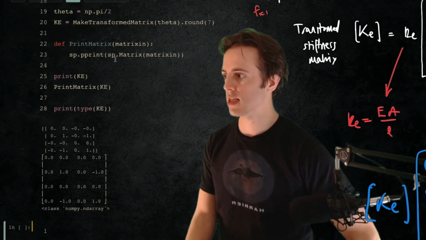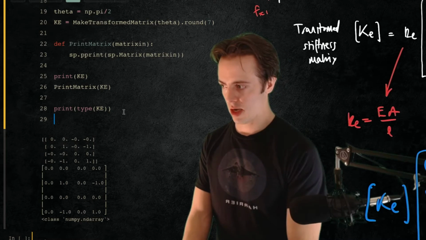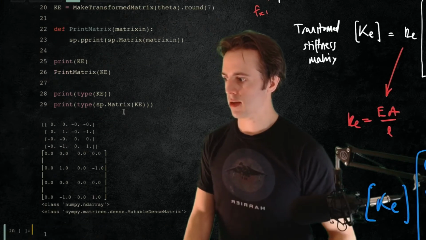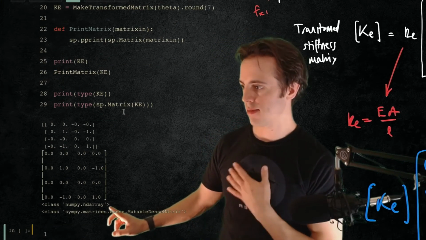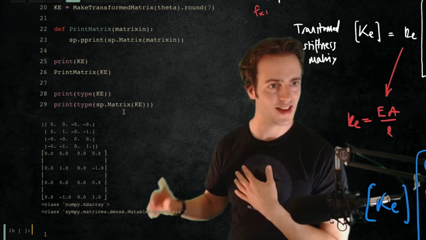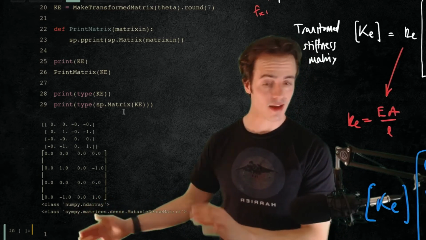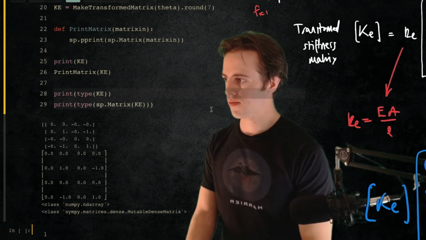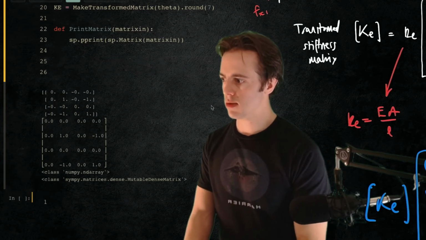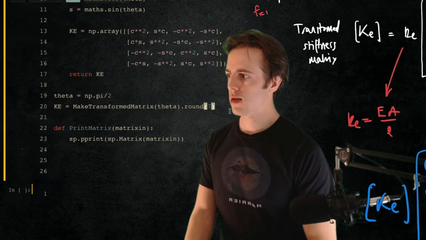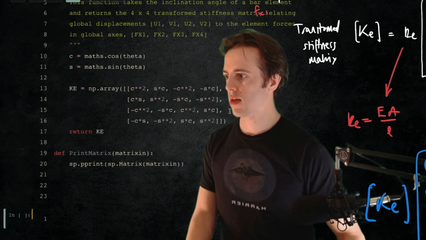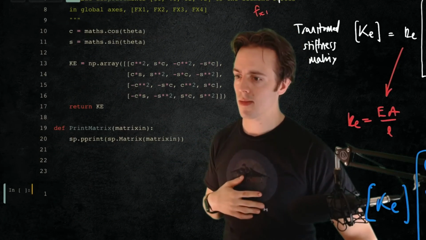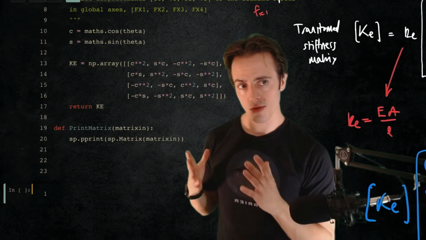Whereas if I turned it into a SymPy matrix, I would get print type, and I get something else. I get this horribly complicated SymPy.matrices.dense.mutable dense matrices. This means if your object type changes to that, it becomes problematic when we try and do NumPy matrix algebra later. So we don't need any of these anymore. All we want is these two functions. We want this function here, which makes a transform matrix for us, and then this one down here, which prints it for us.